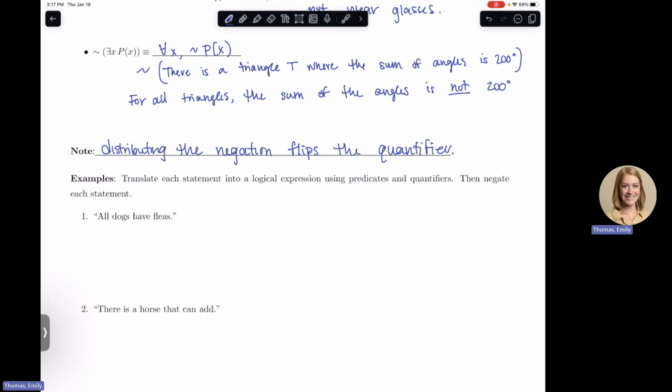So we have this statement. Now we're going to put this into symbols, and then we're going to negate it after we have it in symbols. So all dogs have fleas. The domain is our dogs. The predicate, let's call it F of D: for the dog D, the dog has fleas. And in symbols, this looks like for all D in dogs, that dog has fleas.